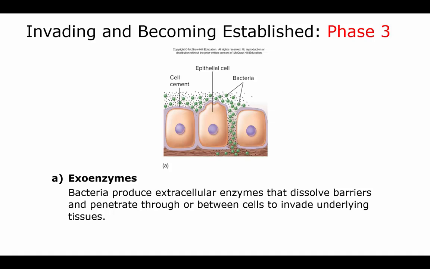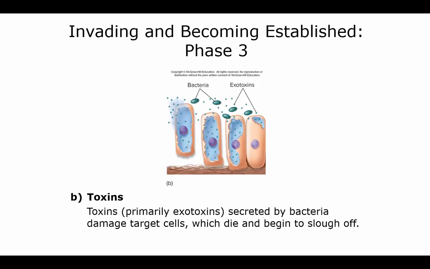Okay, once you have adhered, step 3 is that you're going to actually invade. When we think about invading, very often microbes will give off exoenzymes, extracellular enzymes that dissolve barriers that may be in place to help protect tissues and cells. Does the microbe give off an exoenzyme or a toxin to help it break through the defense barriers?